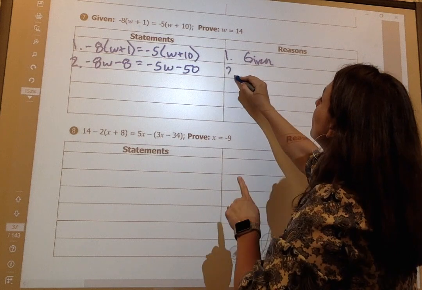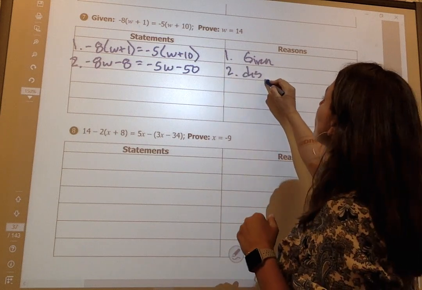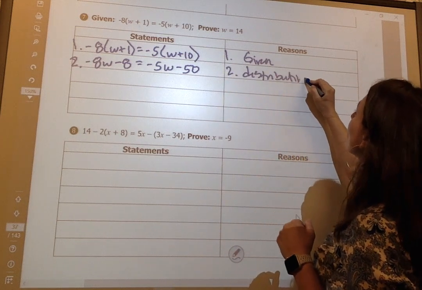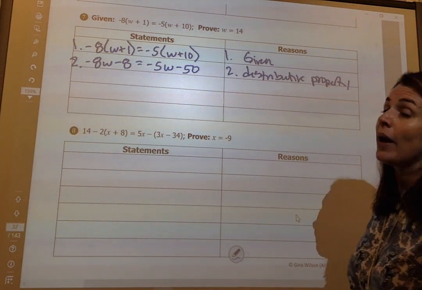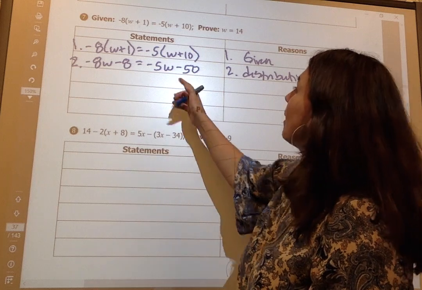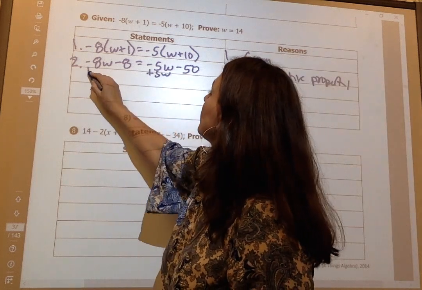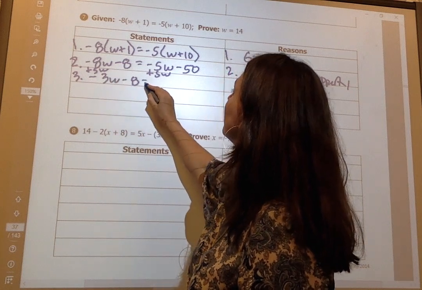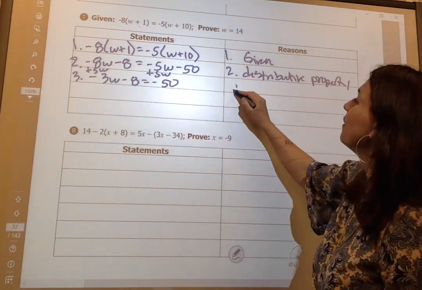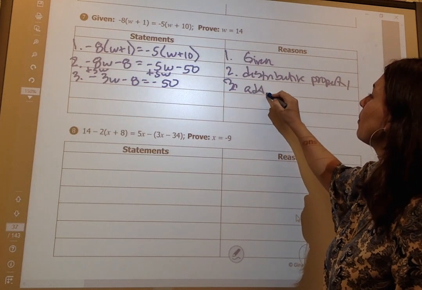So what did I do? So I mark it 2 and I distribute. Distributive property. Yes, you must spell everything out. And now I don't need to simplify, so I'm going to go to the next step, and I'm going to add 5W to both sides. So I get step 3 is going to be negative 3W minus 8 equals negative 50. And that's step 3, addition property.